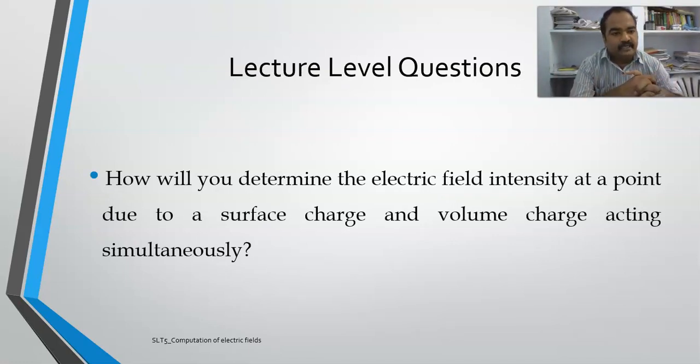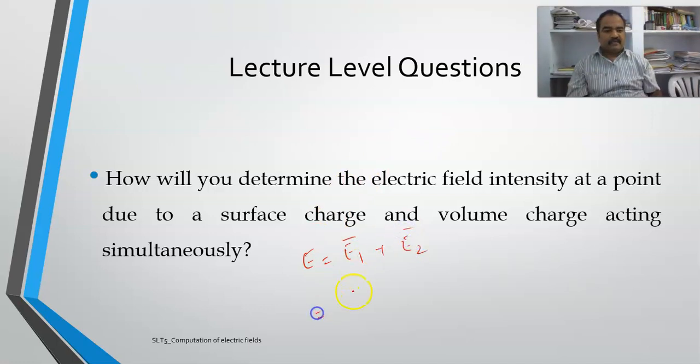How will you determine the electric field intensity at a point due to a surface charge and volume charge acting simultaneously? If this is the case, you might be experiencing two different types of charges, which means that you have a surface charge and also a volume charge acting simultaneously. We have already discussed that one. E is equal to E1 bar plus E2 bar.